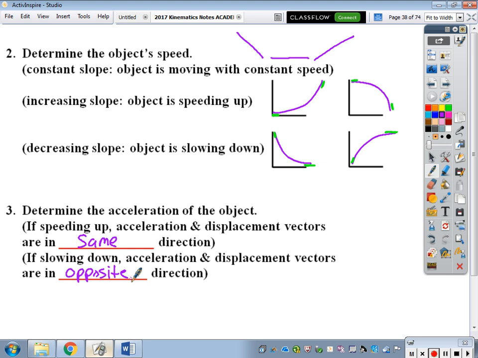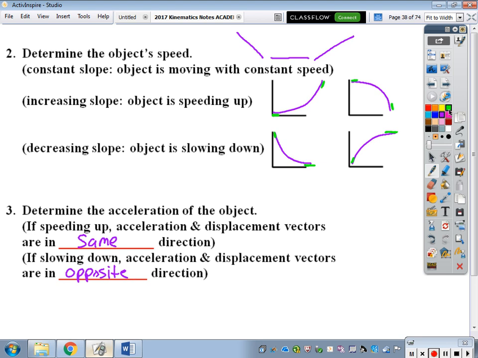Now, if an object is slowing down, those two vectors are going to point in opposite directions. So if you are slowing down, going to the right, you would have a negative acceleration. The one that really gets people is going to the left and slowing down. You can think of it as a double negative example: you go to the left and slow down, and it ends up being a positive acceleration. So, how do I do it? Well, just follow that rule.